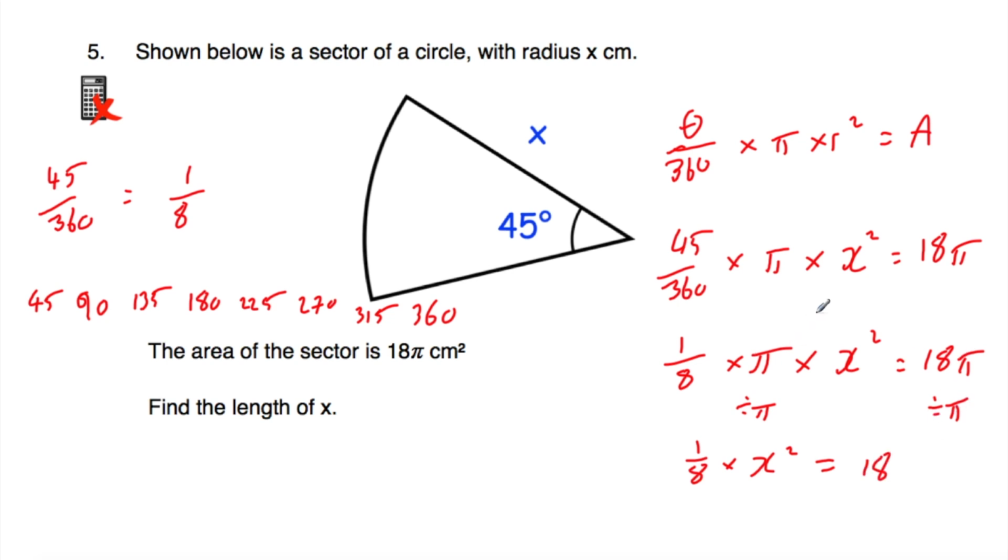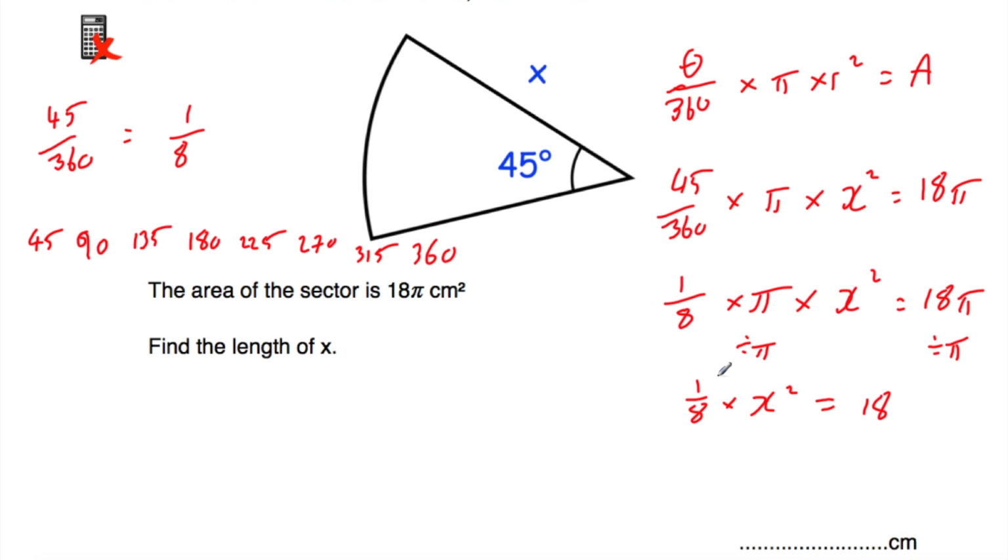Some people would just cancel out the pi and be left with an eighth multiplied by x squared equals 18. Okay, so we've now got an eighth multiplied by x squared equals 18. I'm going to write this again over here, because we're going to carry on our working out in the answer section. So here we've got an eighth multiplied by x squared equals 18.